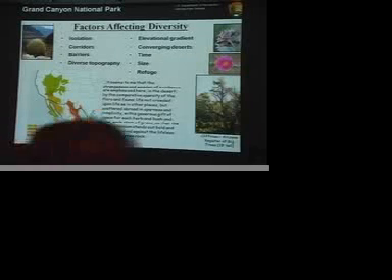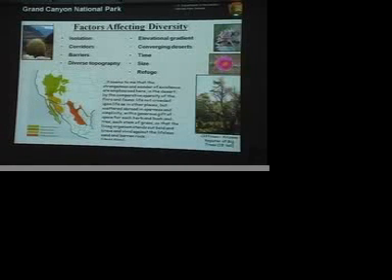Can someone give me an example of isolation? North and South Rim. It's also a good example of a barrier. There's also a good example of a corridor within that North-South Rim division. Converging deserts is something that really contributes to the diversity in Grand Canyon.